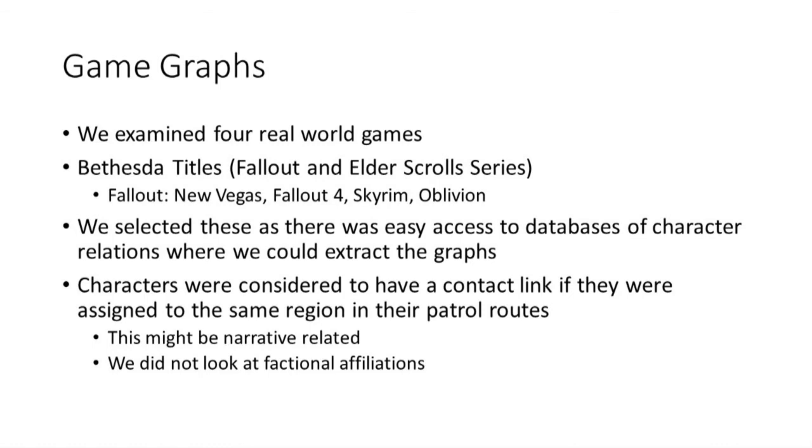Characters were considered to have a contact link within the narrative graph if they were assigned to the same region within their patrol routes. Now, there are some assumptions here. This might be narrative related. It might not be. They might just happen to be in the same city. We also didn't look at the various factional affiliations, and that's a huge point inside of these games as to who would communicate with whom. But at the moment, what we're doing is saying if you're in the same area of the city, then you have some form of narrative relation with one another.